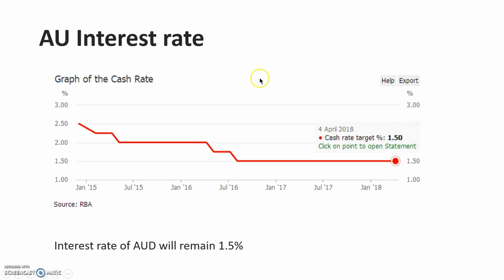Firstly, let's have a look at the interest rate of Australia. Through this graph from the Reserve Bank of Australia, we can find that the cash rate from January 2016 to January 2018 remained at 1.5%, and as we know, the cash rate is the interest rate set by the Reserve Bank of Australia. So we can expect that the interest rate of the Australian dollar will remain 1.5% in the next 3 months.